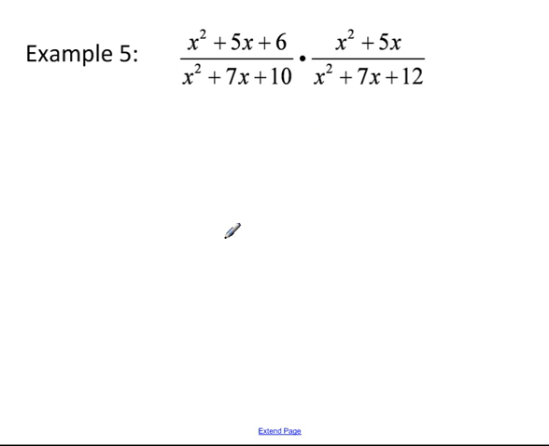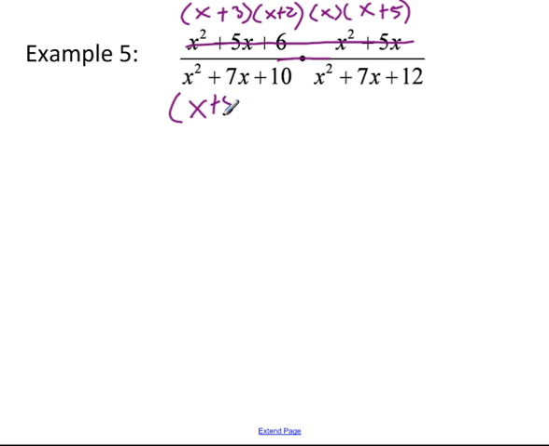Alright, this looks like a good time. So let's just factor each one of these things. What multiplies to 6? It's going to be x plus 3 and x plus 2. 2 times 3 makes 6 and 2 plus 3 makes 5. Here that's going to be an x factored out of x plus 5. So that kind of just redoes all of those. Down here we've got x plus 5, x plus 2 multiplies to 10 and adds up to 7. X plus 3, x plus 4 down here multiplies to 12 and adds up to 7.